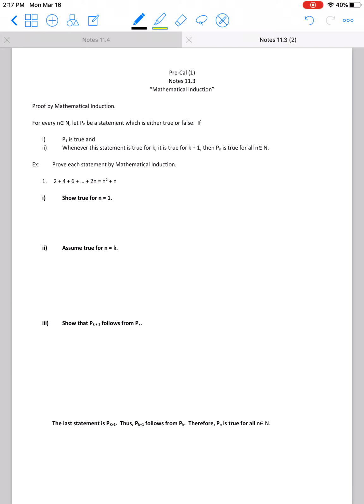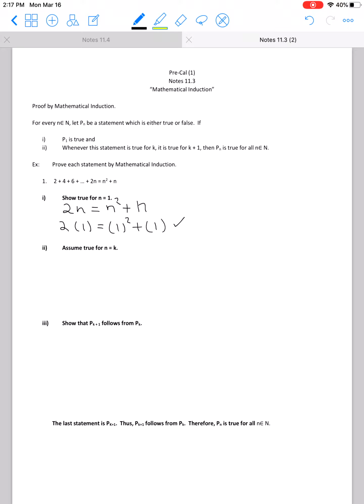So looking at our first proof, we have 2 plus 4 plus 6 plus ... 2n equals n squared plus n. And the first thing, everything shown in bold are the steps that you would write if you were doing it for yourself. So we're going to show true for n equals 1. We're going to take the formula part, and we're going to plug 1 in there. 2 times 1, 1 squared plus 1. Those two statements are equivalent, so we say that it shows true for n equals 1.